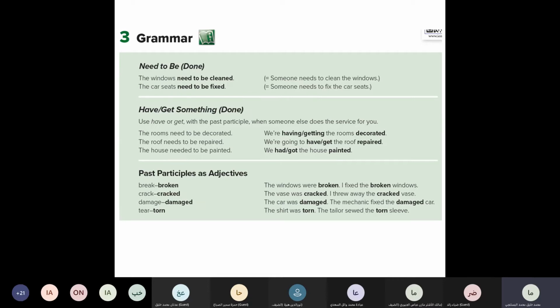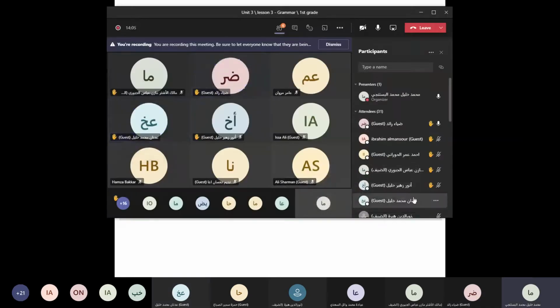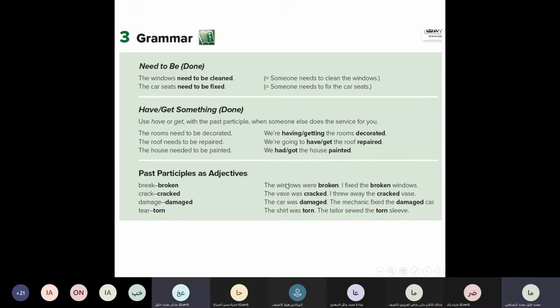Now let's move to the third point here. When we have the past participle of verbs, sometimes they are used as adjectives. Look here, break, verb 3, broken, crack, cracked, damage, damaged, tear, torn, etc. Who can read the first? May I? Ahmed Al-Hurani, read the first example.